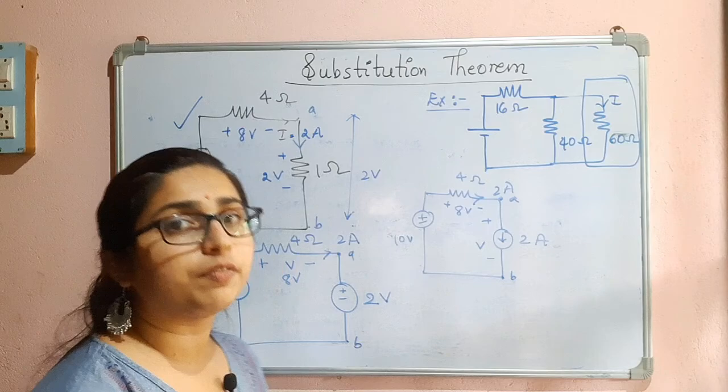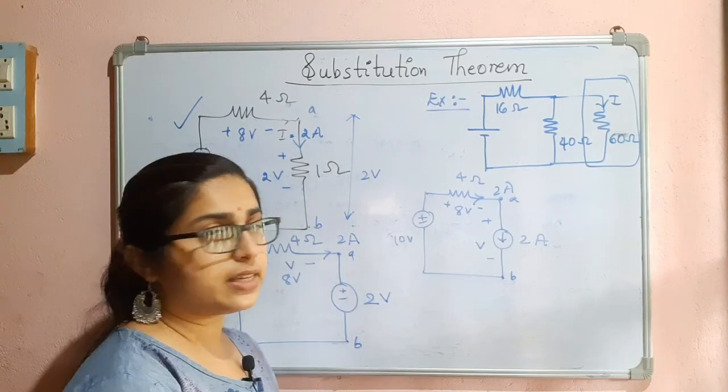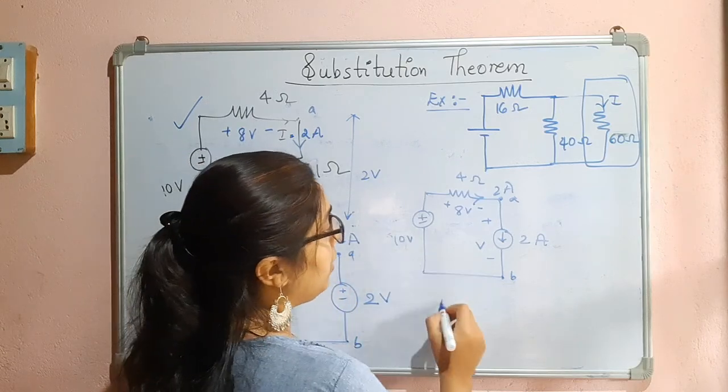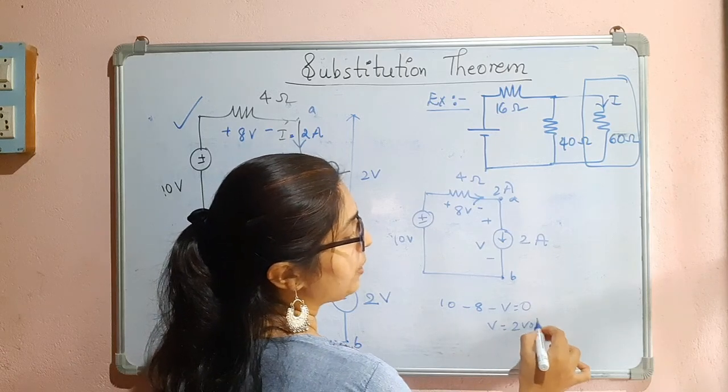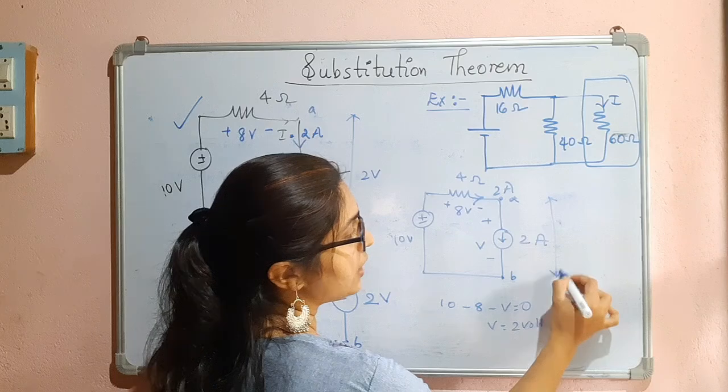We have to find V. We have to see whether it is maintained the same thing. Okay. 10 minus 8 minus V is equal to 0. V is equal to 2 volts. So this one is also 2 volts now.